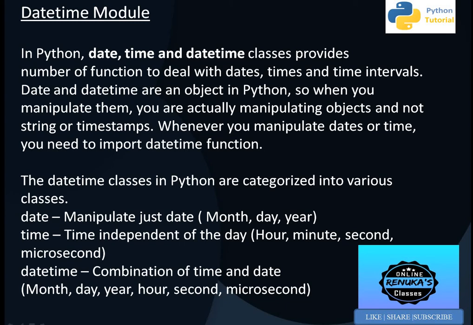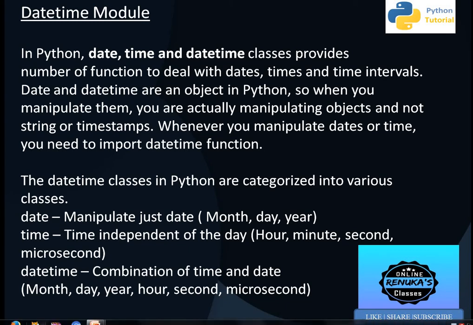With the help of the datetime module, using the date, time or datetime classes, we can create objects and we can manipulate the dates, not as strings but actually as dates. So day, month, hour, minute, seconds we can use. Datetime classes in Python can be categorized into date, time, and datetime. If we deal with date only, it will display month, day or year. Time will help to deal with hour, minute, second and microseconds. But if we say datetime, then it is a combination of date and time both.